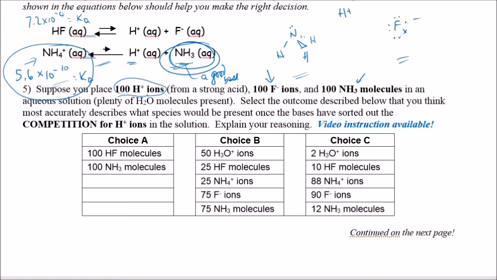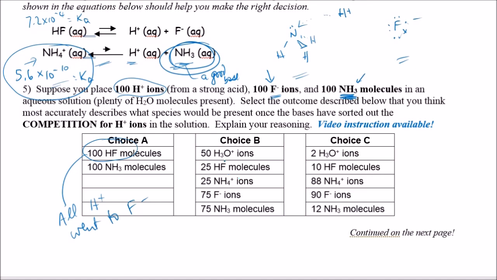So when you throw in 100 H plus ions, most of those 100 will bond to the NH3. Some will bond to the F minus. You know, F minus isn't incapable of binding an H plus, but most of the H pluses will go to the NH3. You should see here, all 100 protons went to the F minus, and that's not realistic. The NH3 will take some of the protons.